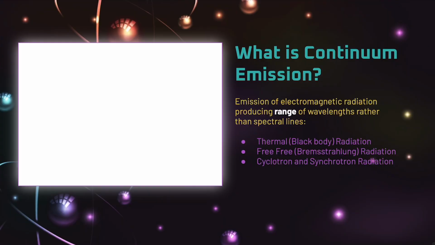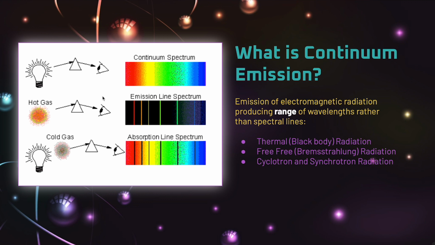So, continuum emission is the type of emission of electromagnetic radiation that produces a range of wavelengths rather than spectral lines. And it includes the blackbody radiation we will talk about today, but also something called free-free or bremsstrahlung radiation, and also cyclotron and synchrotron radiation, which are all going to be discussed in further episodes. Here you can see the difference between several spectra, and the top one is what we'll be discussing today.